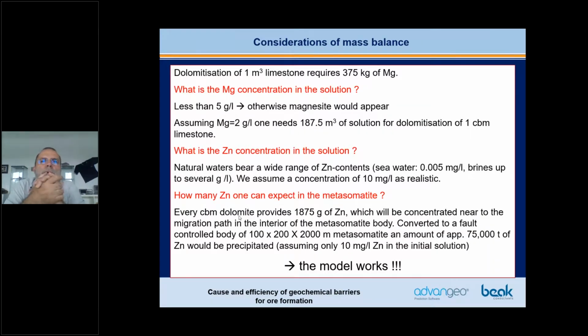So now, if we try somehow to analyze whether the process is able to form a deposit, we can do very simple mass balance calculations, seeing that if a solution carries only 10 milligram of zinc per liter, which is not much, then we are able to form a zinc sulfide body of 75,000 tons related to a metasomatite body of 100 by 200 by 2000 meters. But we are speaking here about metasomatite stretching decades of kilometers.